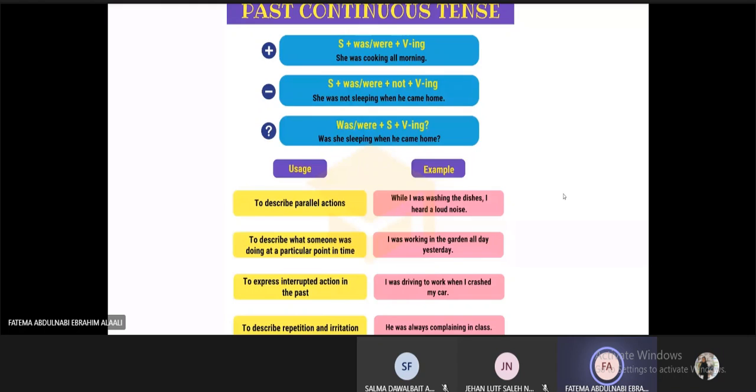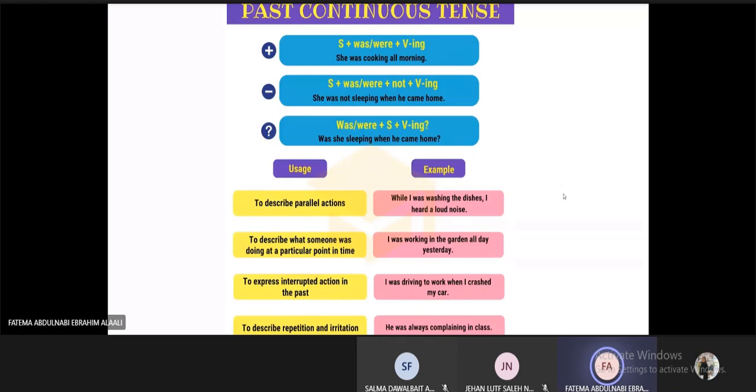Number three, to express interrupted action in the past, okay? Something that interrupted an action, like I was driving to work when I crashed my car, okay? Like the first action was driving to the work, and the second one that interrupted the main action is the crashed my car.